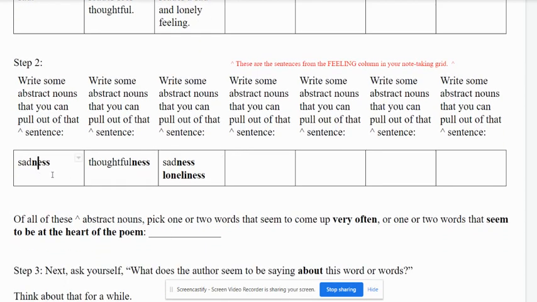Once you've done this and you've got a whole bunch of words here, you're going to pick 1 or 2 abstract nouns that either come up a lot, they come up very often, or they seem to be at the heart of the poem. Well, so let's say I had sadness twice and then I had a couple other words over here, but I think to myself, yeah, sadness is appearing kind of a lot. Also, I feel like, yeah, this is a poem about sadness. I'm gonna write sadness.